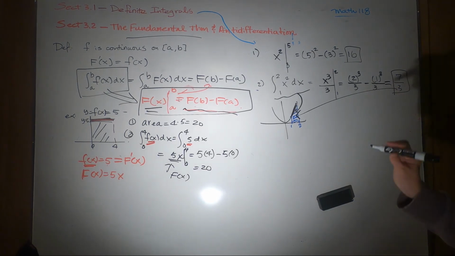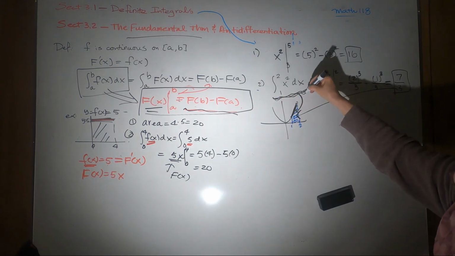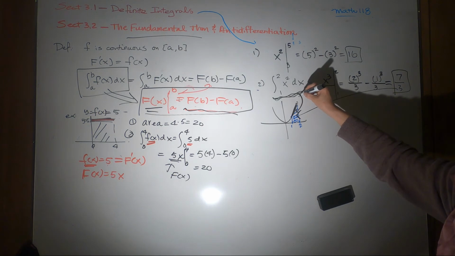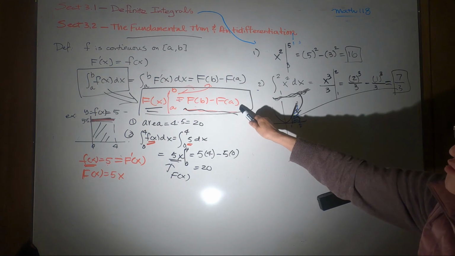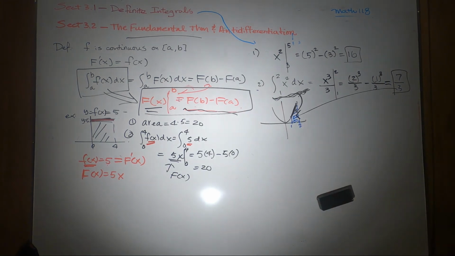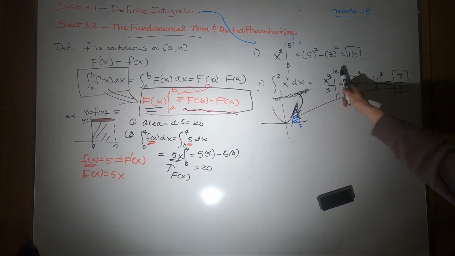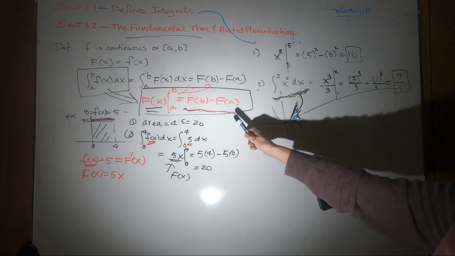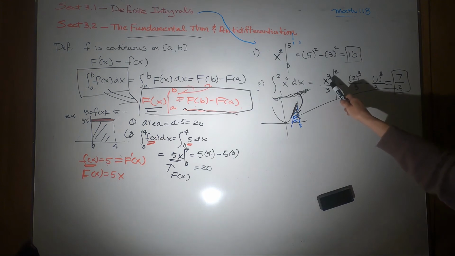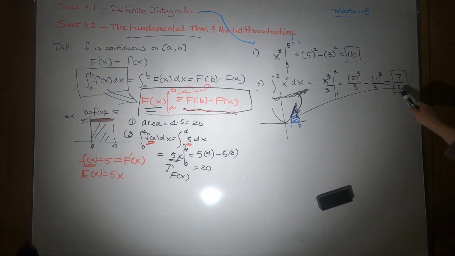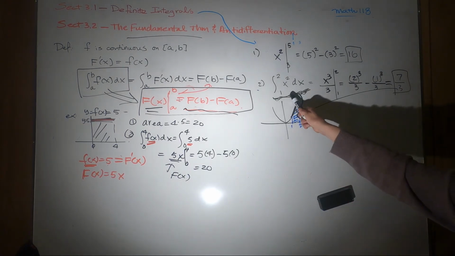And section 3.2 is about how to find the answer if I take the antiderivative of this. That's the formula you need to use, the theorem. You find the antiderivative, then plug these two values into your function. Whatever the result is, that will be your answer for the definite integral.